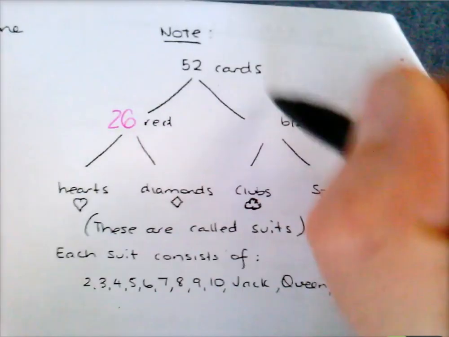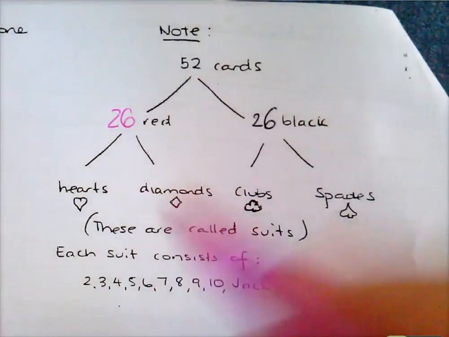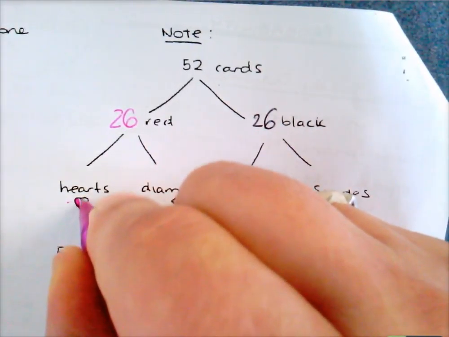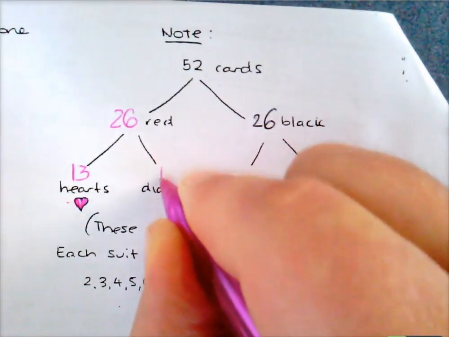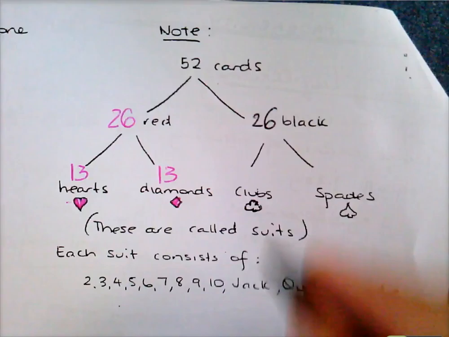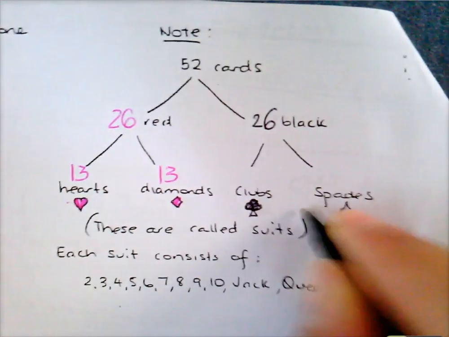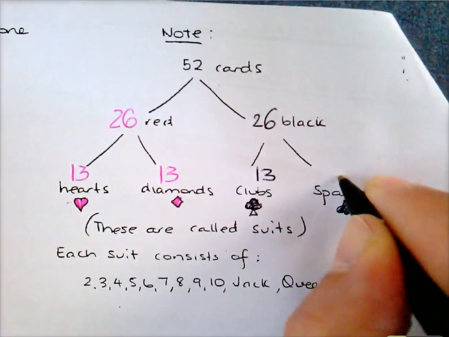Cards, there are 52 cards, okay? So let's just look over here first. There are 52 cards. Does anyone know how many red, how many black? Half, half. So 26 red, 26 black. Now, with the red ones, there are two types of reds. There are hearts and diamonds. There are 13 hearts and 13 diamonds.